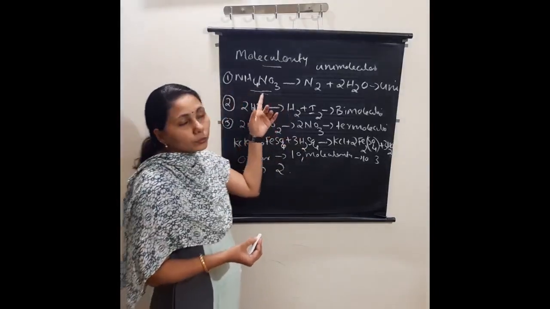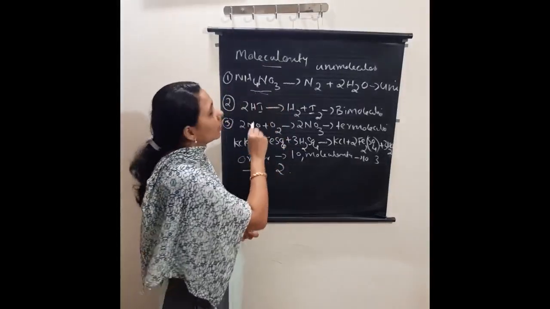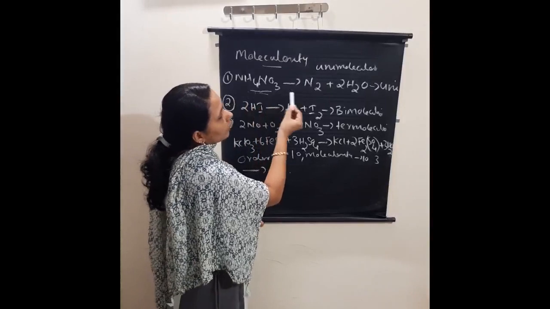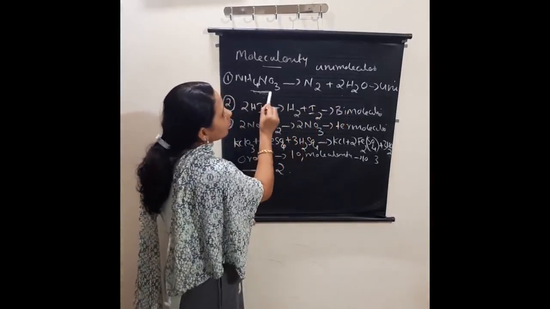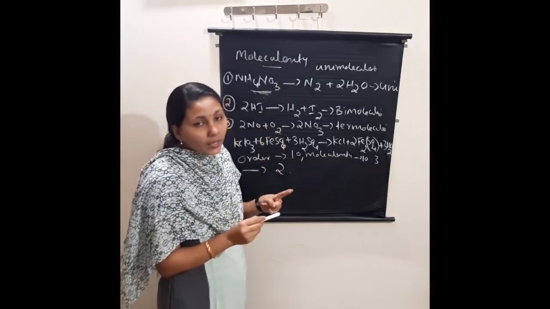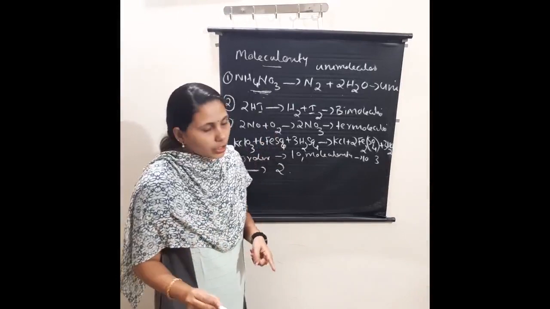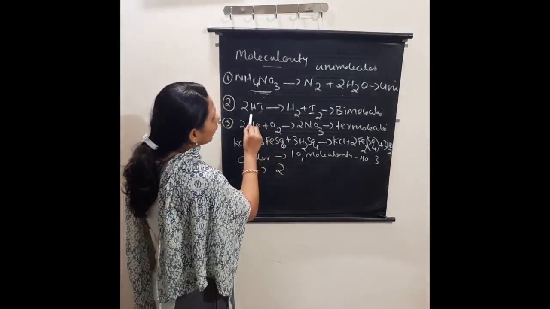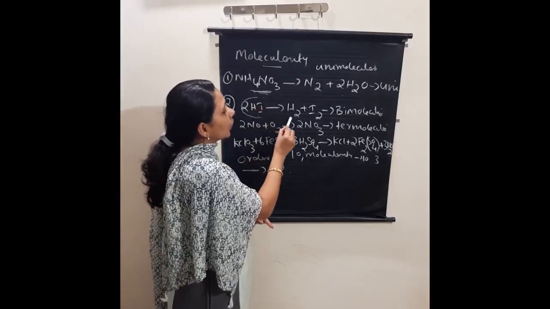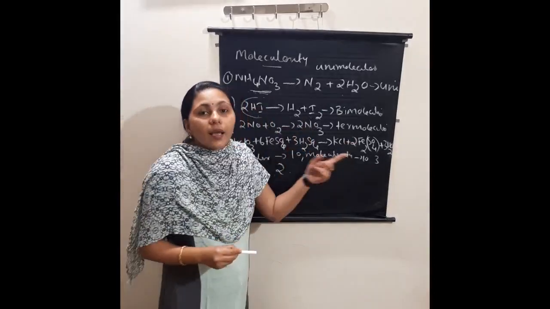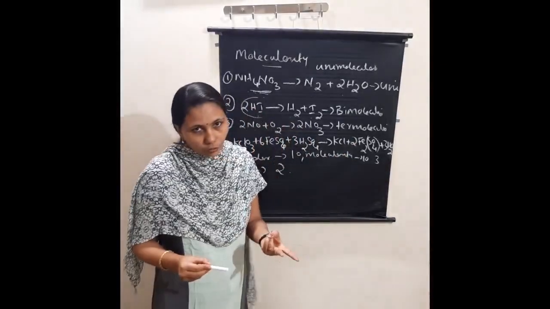For unimolecular reactions, the example is this one: decomposition of ammonium nitrate, we will get nitrogen plus water. How many molecules of reacting species are there? Only one. That is why it is known as a unimolecular reaction. Second one, if you take two molecules of hydrogen iodide, it is converted to hydrogen plus iodine. Then it is a bimolecular reaction, because two molecules are involved here.